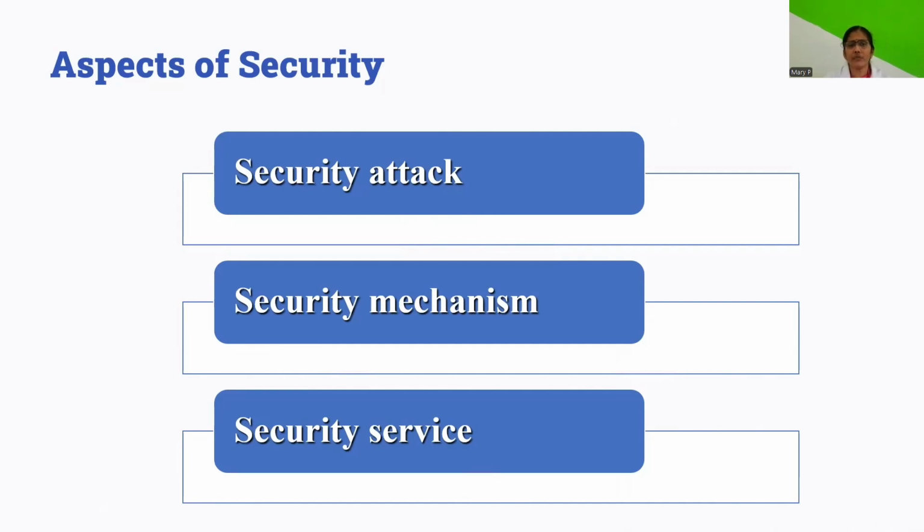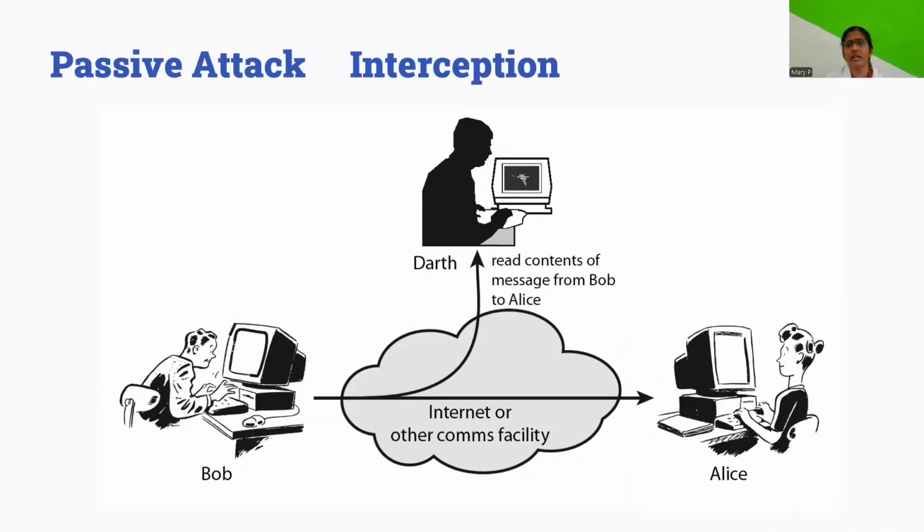So these are the three kinds of aspects of security. In the first one, we discuss the attack. This attack is of two kinds: one is active attack and another one is passive attack. In the passive attack, the aim is only to do eavesdropping. They just want to know what is going on.